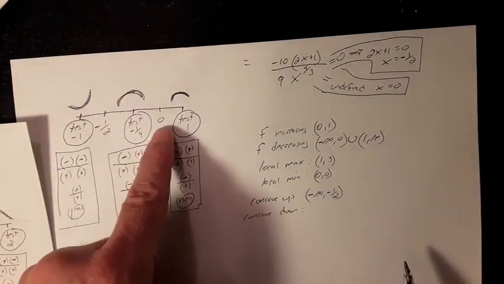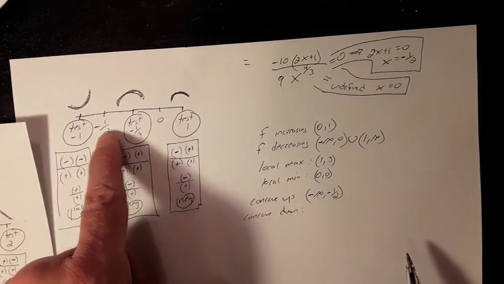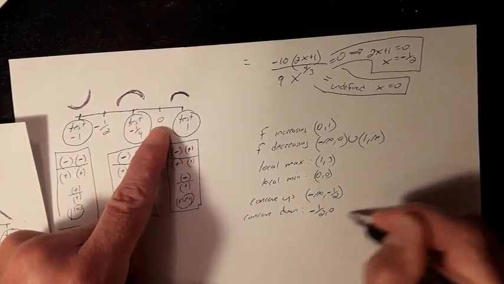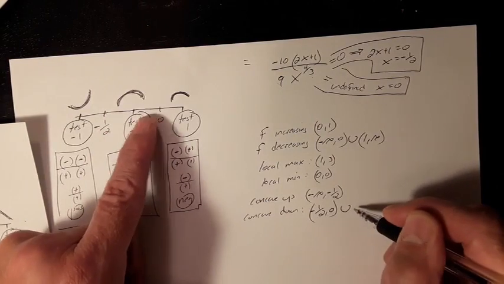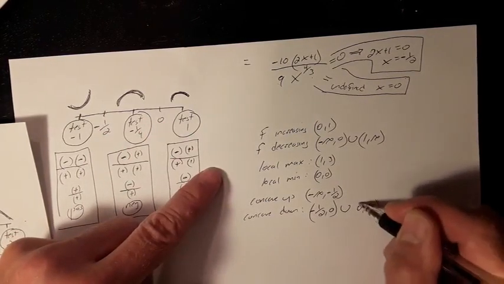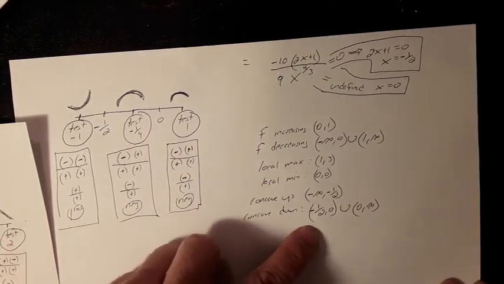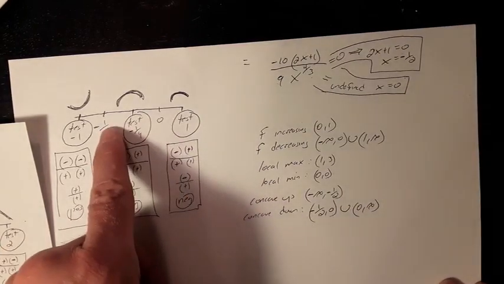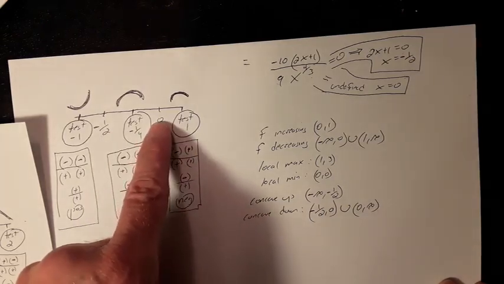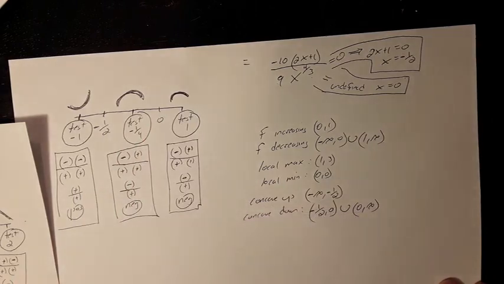So just like we're seeing right here, it's concave down from negative a half to 0, and it's concave down from 0 to infinity. Be careful about that, because if you put that it's concave down from negative a half to infinity, you're going to get it wrong. It's negative a half to 0, where there's a weird little point, and then it's concave down, continuing from 0 to infinity, just like I wrote right here.